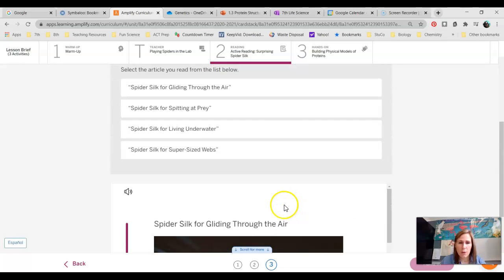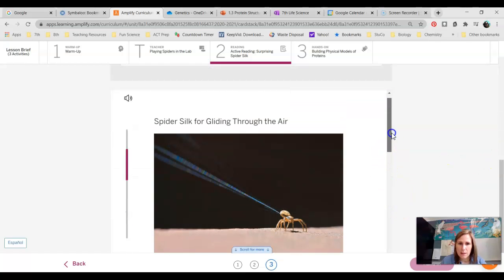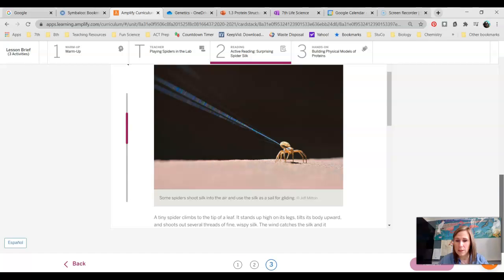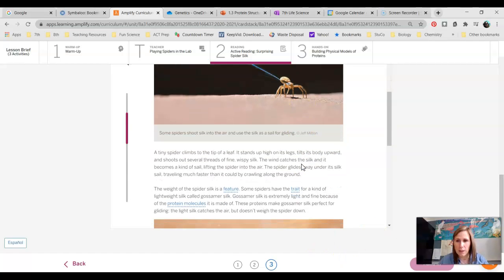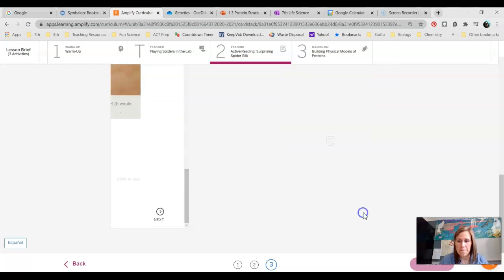So the first option you have is spider silk for gliding through the air. So these little spiders basically have a really lightweight spider web, so when they shoot their silk out, it can catch in the air because it's so lightweight and transport them from one place to another. So it's kind of almost like a parachute for them to help them move around. Okay, then you can scroll to the bottom of that. You guys will see that these articles aren't very long at all. Scroll to the bottom of that.